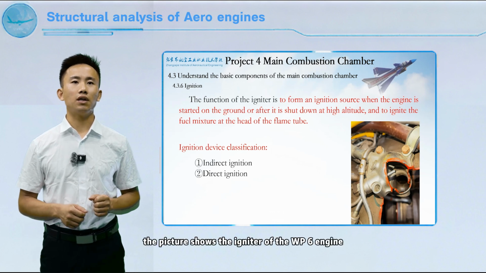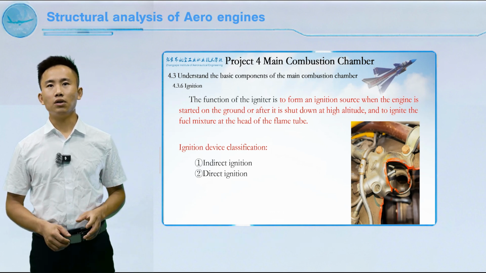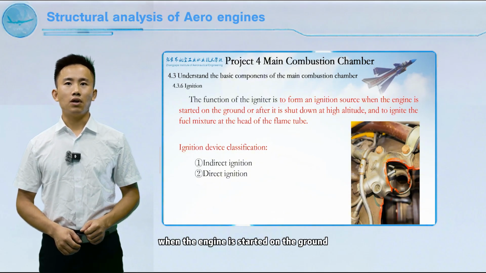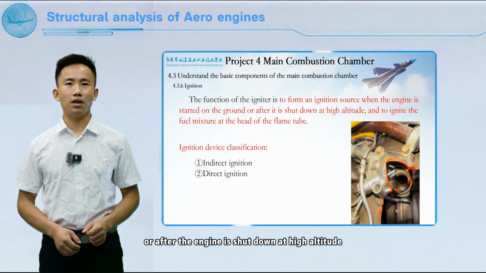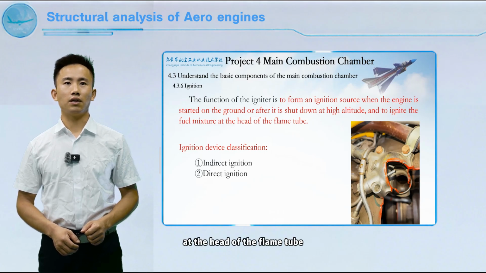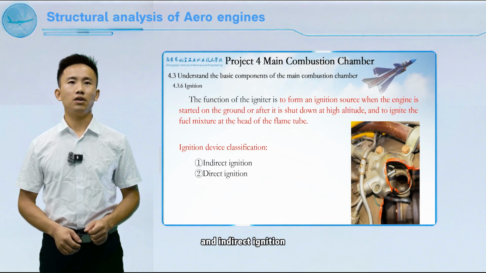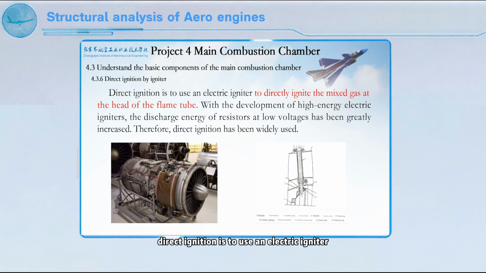The picture shows the igniter of the WP6 engine. The function of the igniter is to form an ignition source when the engine is started on the ground or after the engine is shut down at high altitude and ignite the fuel mixture at the head of the flame tube. Ignition forms are divided into direct ignition and indirect ignition. Direct ignition is to use an electric igniter to directly ignite the mixture at the head of the flame tube. With the development of high-energy electric igniters, the discharge energy of resistors at low voltages has been greatly increased. Therefore, direct ignition has been widely used.